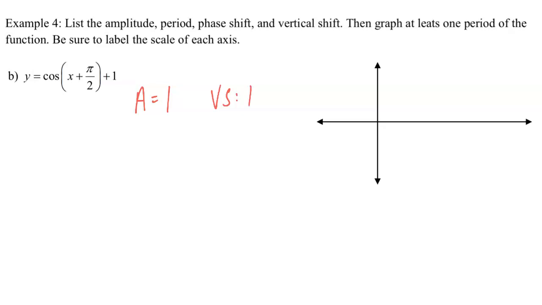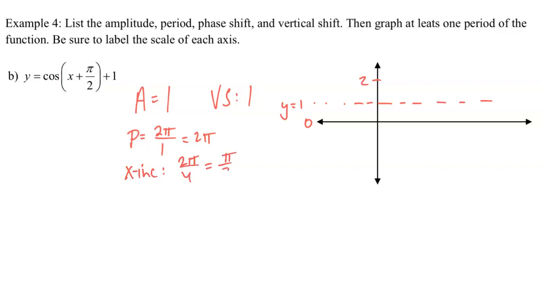And so that tells me that my midline is going to be here at y is equal to 1. So with an amplitude of 1, that means that my maxes are going to have to be at 2, and my minimums are going to have to be at 0 on that y-axis. Okay, so period. Period is going to be 2 pi divided by b. Well, in this case, b is just 1, and so 2 pi divided by 1 will be 2 pi. That will help me find the x increment, which is my period divided by 4, and so that will be pi divided by 2. That's going to tell me how to count on the x-axis.